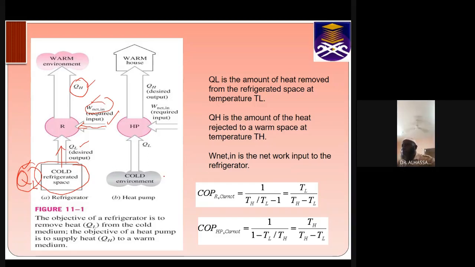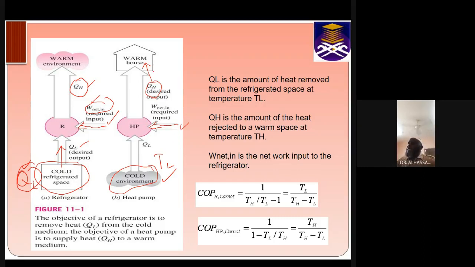Now if you come to the heat pump. A heat pump is a device which is used to transfer heat from a cold environment. By means of this, the temperature at TL is elevated by means of an external device called a compressor. Then the warm air is discharged into the room. You understand me? So this will keep the room very warm.